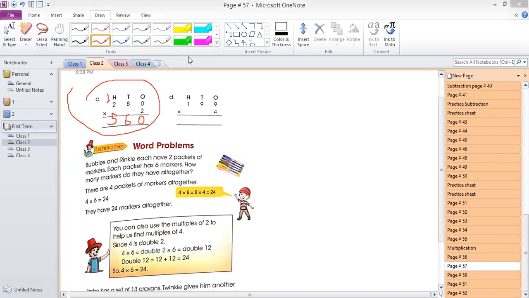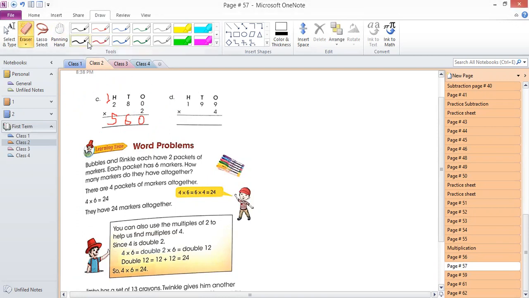Exactly, guys. The answer is 560. When you multiply this 0 by 2, you will get 0. 2 multiplied by 8, 16. In 16, 2 digits, 6 you will write here. 1 you will regroup with the 100. Then 2 by 2, 4. To the 4 you will add 1. So that will be 5.